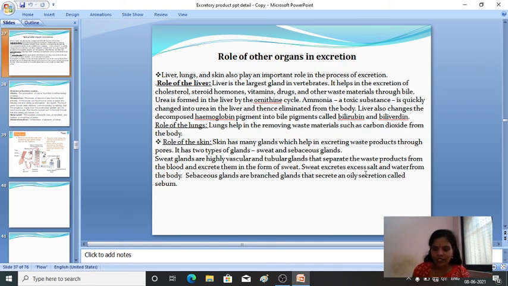What does sweat do? Sweat will excrete the excess salt and water from the body. And sebaceous glands are branched glands that secrete an oily secretion, which is called sebum.